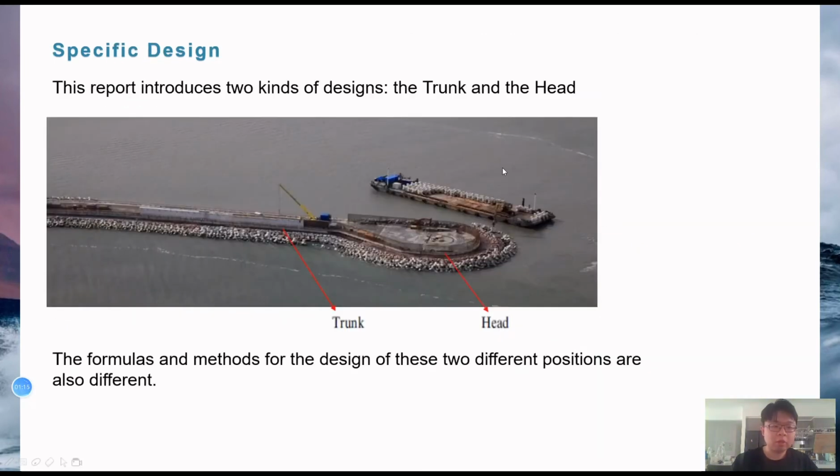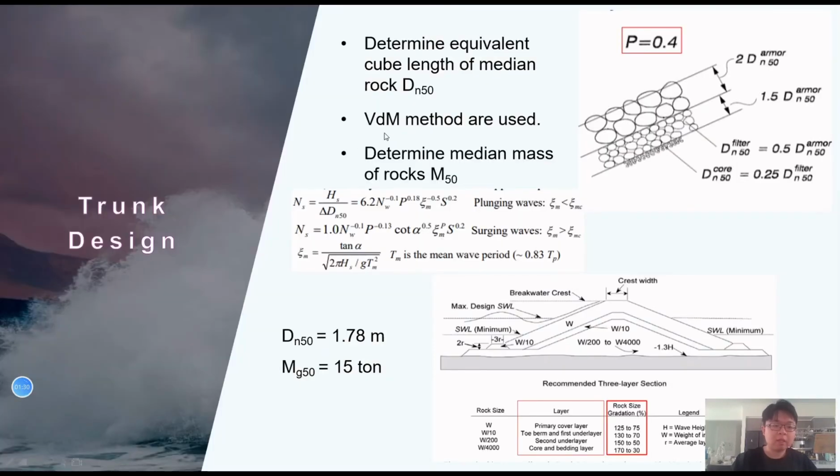Finally, I'm going to talk about the specific geometric and structural design. According to the figure, it can be found that there are two sections of this typical breakwater structure, which are head and trunk. For trunk design, according to the difference of permeability, the structure can be designed into four different types. In our project, P equals 0.4 is chosen for the structure. The figure on the top shows this structure.